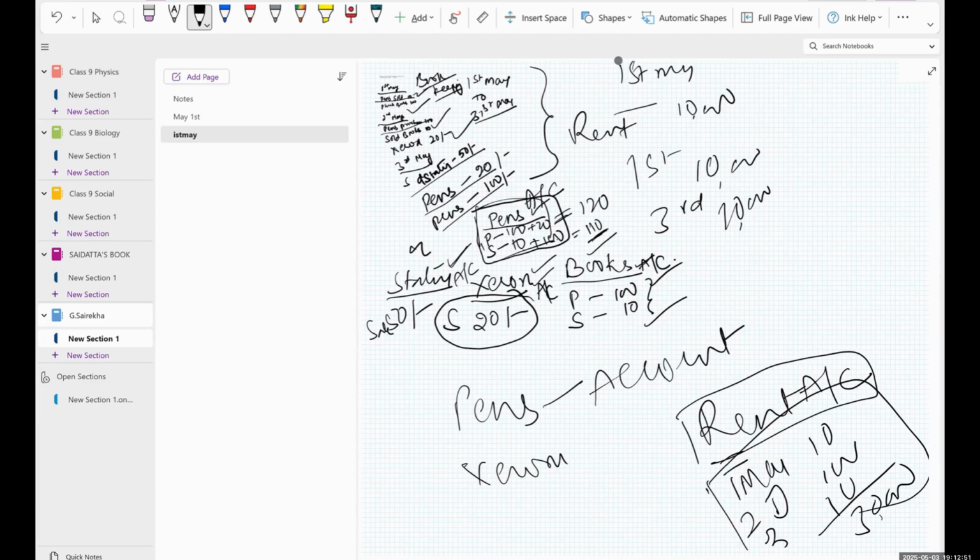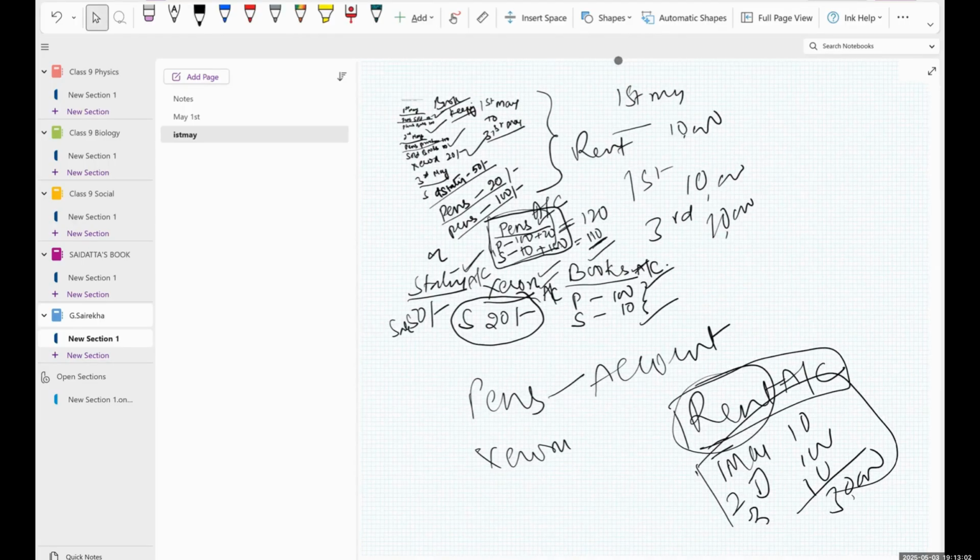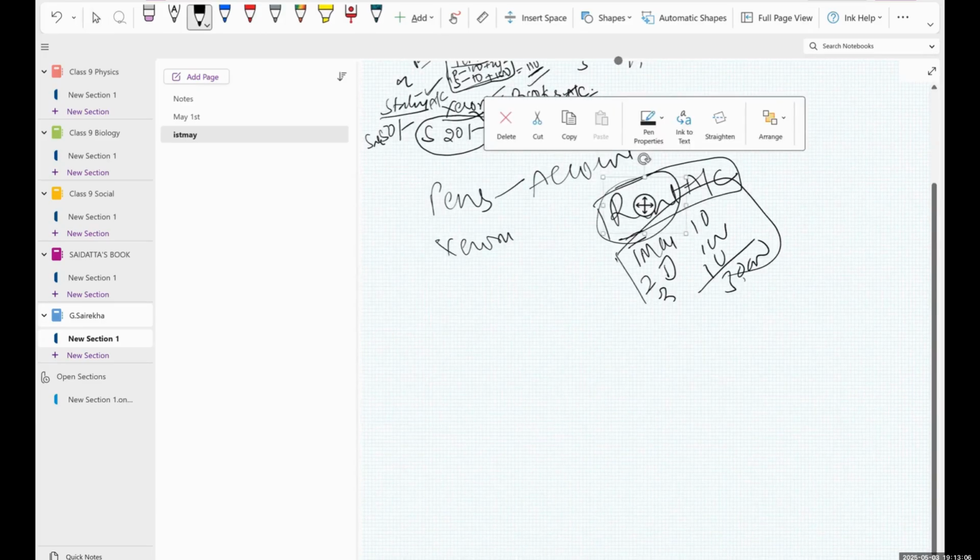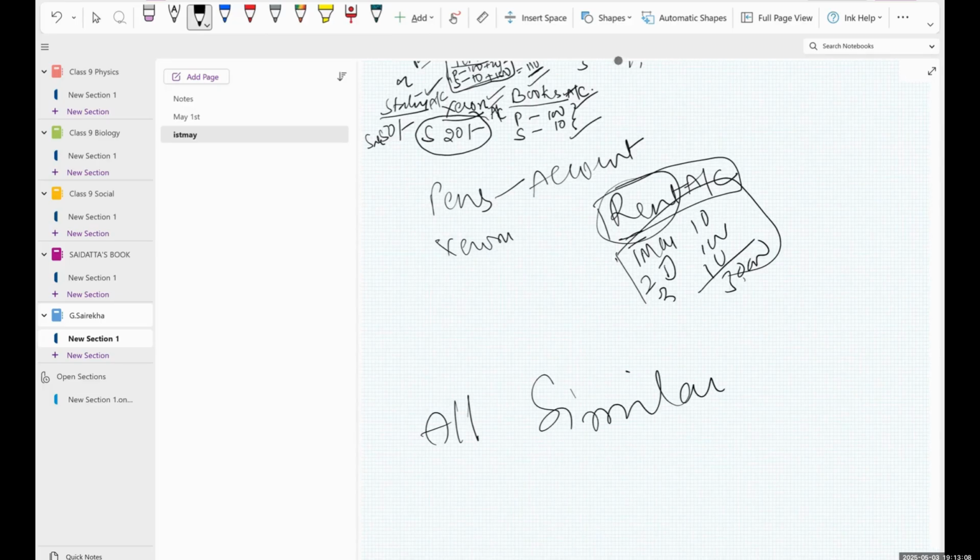Now, why do we call it an account? Because all similar entries you are putting under one heading. So if you put all similar items under one head, then that heading is called an account. So how will we define an account? All similar items.